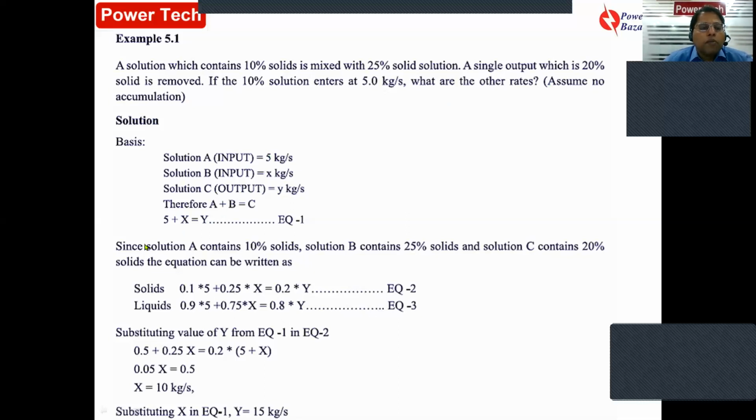Now let us come to solution A. Solution A contains 10% solids. It is mentioned here. Solution B contains 25% solids. So there are here two solutions, one with 10% solid, another one with 25% solid. Now solution C contains 20% solids. So how to write the equation now?